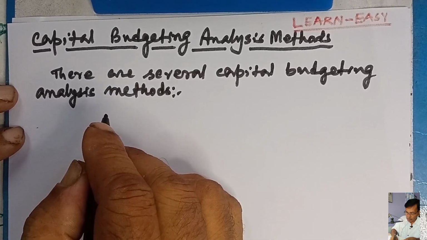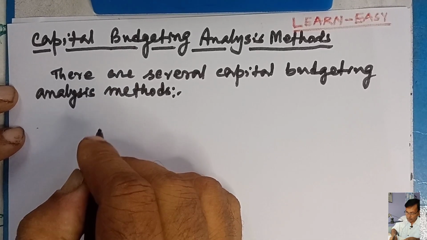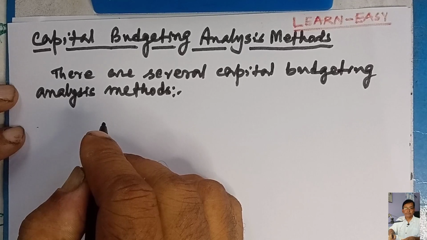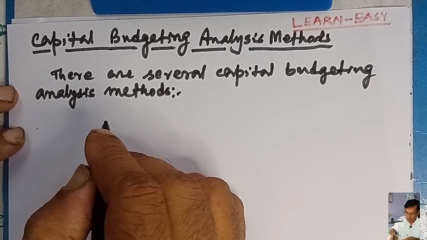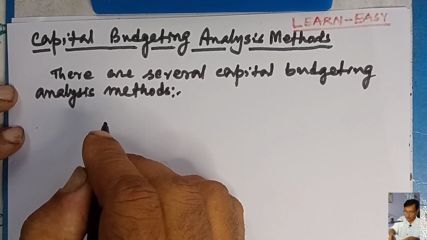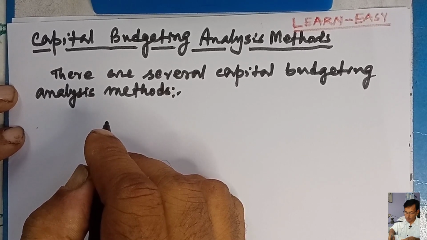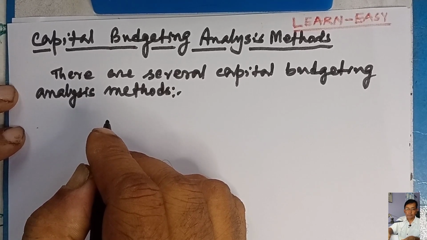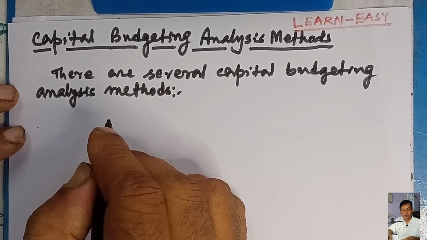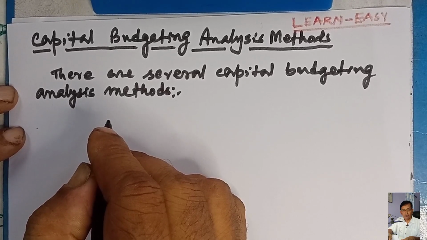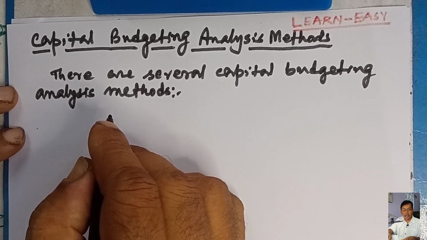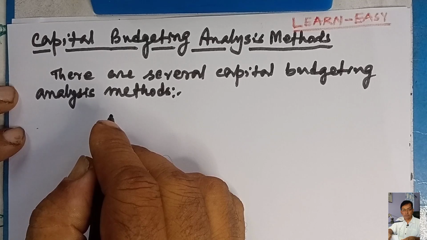They include payback period, discounted payback period, net present value (NPV), Profitability Index (PI), internal rate of return (IRR), and modified internal rate of return.